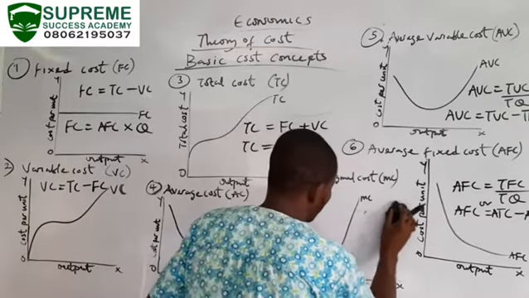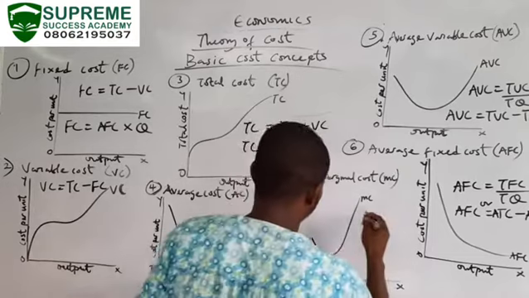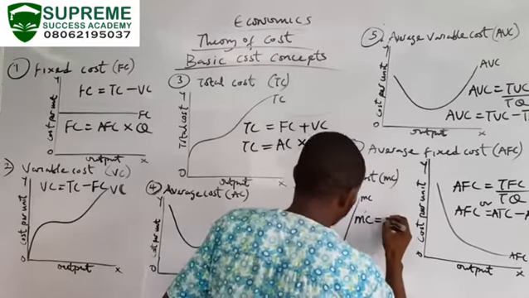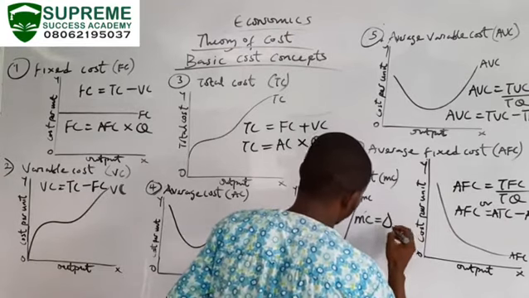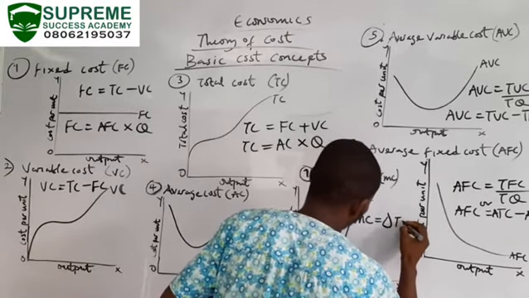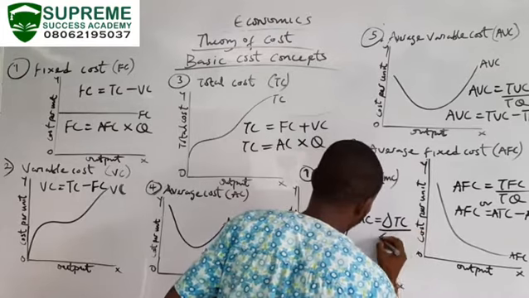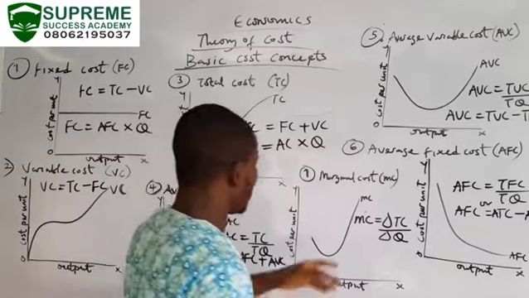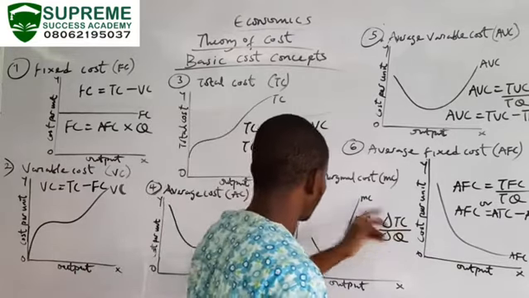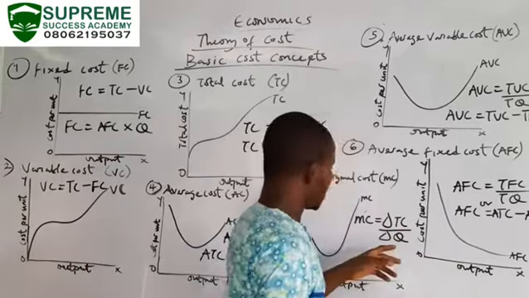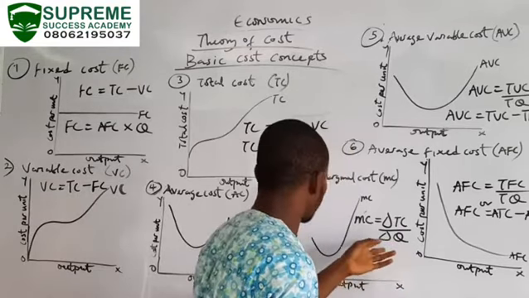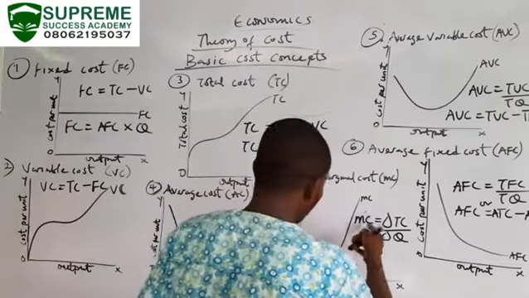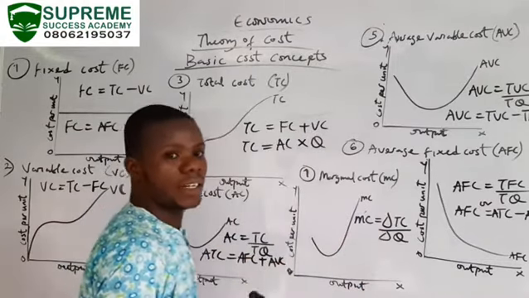Marginal cost is equal to change in total cost over change in output. This is the sign for change in economics. That is, change in TC, which is change in total cost, over change in Q, which represents output. And that is the formula for marginal cost.